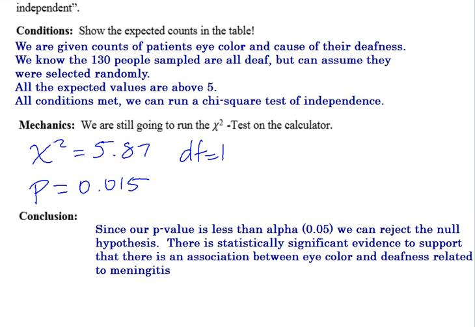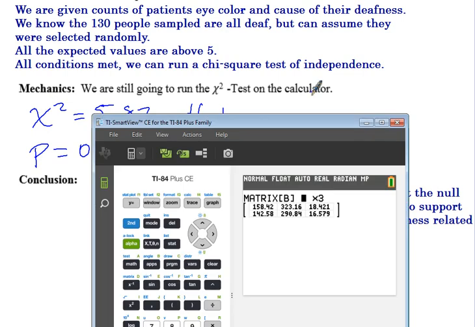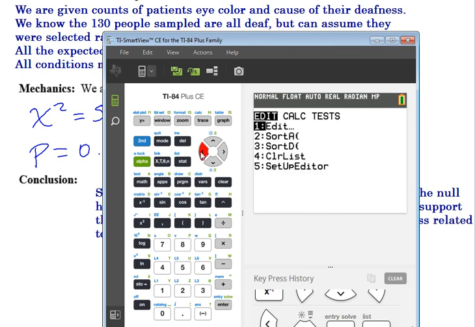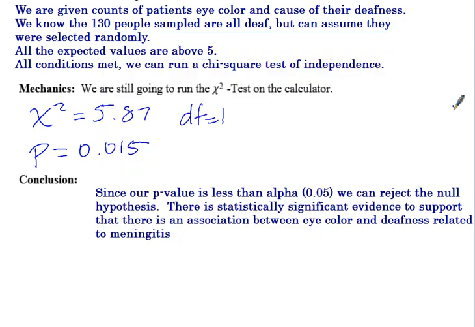Chi-square test of independence. When we run it on the calculator, again, I'm not going to run this one, but it's the same thing. We would type this into matrix A. We would still run the chi-square test, which is option C. Still write those 3 things down for our mechanics. So for this one, p-value less than alpha, reject the null, you know the rest.